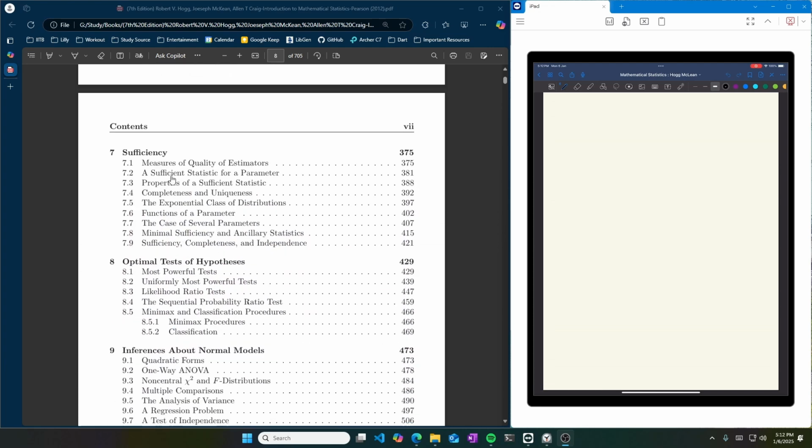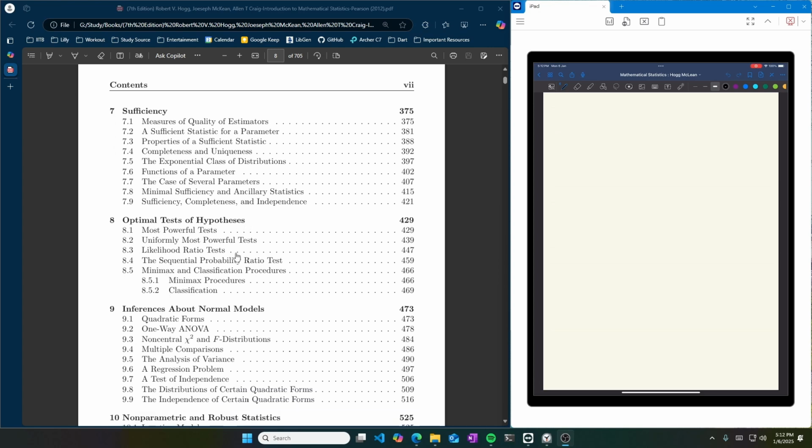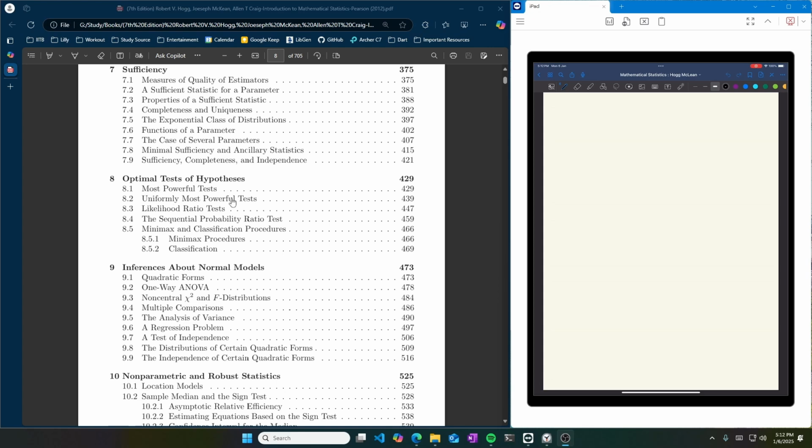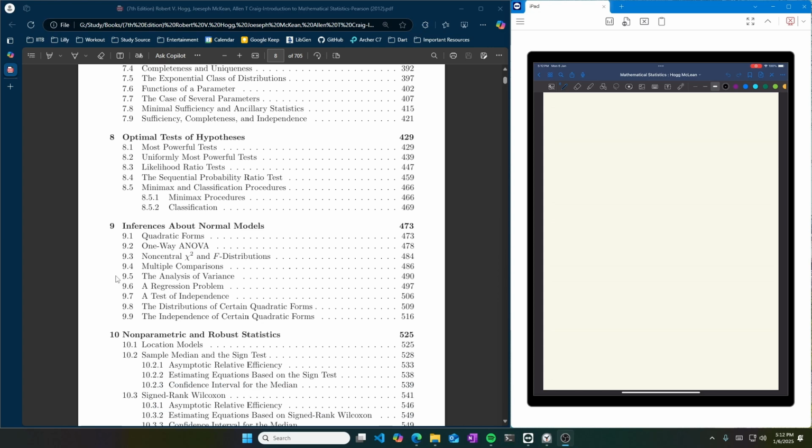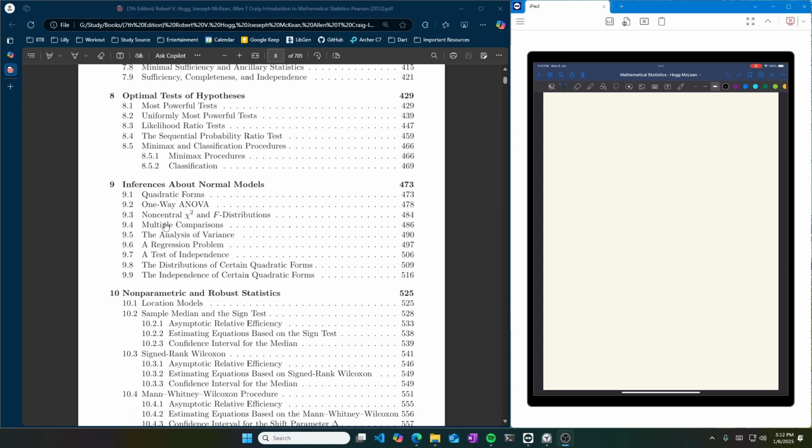All right. Then we are trying to understand what sufficiency means, exponential class of distributions, properties of a sufficient statistic for a parameter, what it means to be sufficient. Optimal tests for hypotheses, most powerful test, uniformly most powerful test, likelihood ratio test, sequential probability ratio test, minimax and classification procedures, inferences about normal models, ANOVA, non-central chi-square and F distributions, multiple comparisons, analysis of variance.